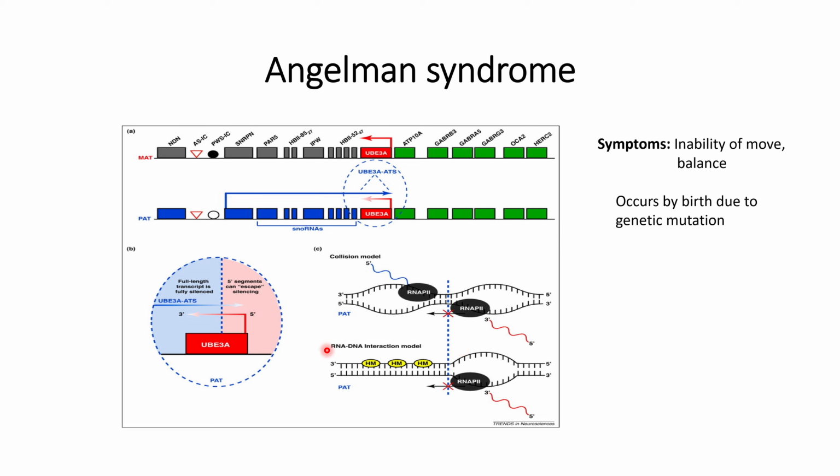So this is how UBE3A transcription and translation occurs, and a mutation in this gene will cause problems in balancing themselves, or they might even find problems moving properly. The children might find it hard to move properly.